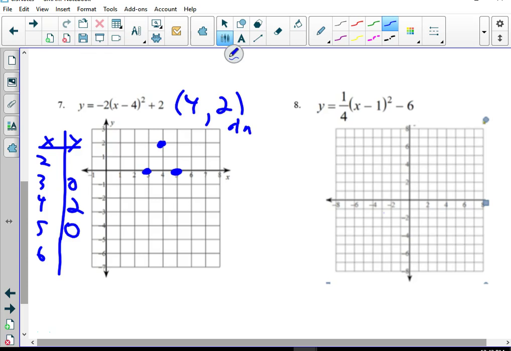So 2. 2 minus 4 is -2. -2 squared is 4. 4 times -2 is -8. -8 plus 2 is -6. So 2, -6. What do you think 5 and 6 is going to give us? -6. And there's my parabola right there. Okay? The same thing over and over. Alright?